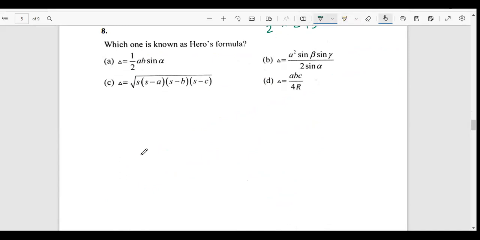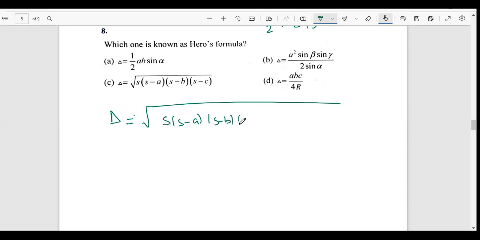Heron's formula is basically this, that the area of triangle is equal to under the root s, s minus a, s minus b, and then s minus c. Okay, we know what is s. S is sum of sides divided by 2. So the answer is going to be C.